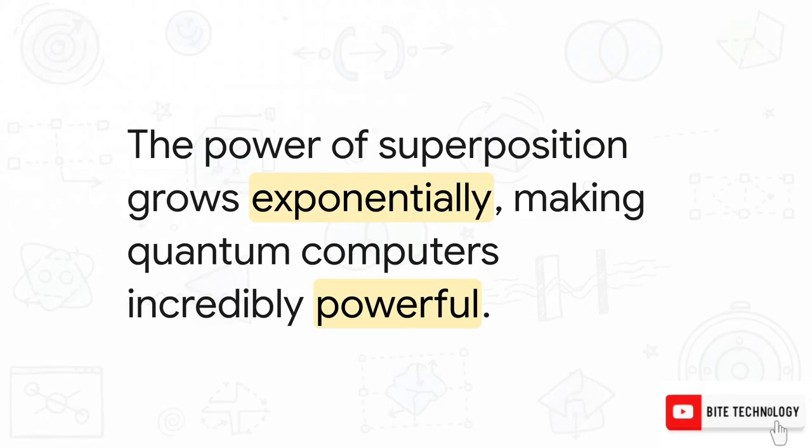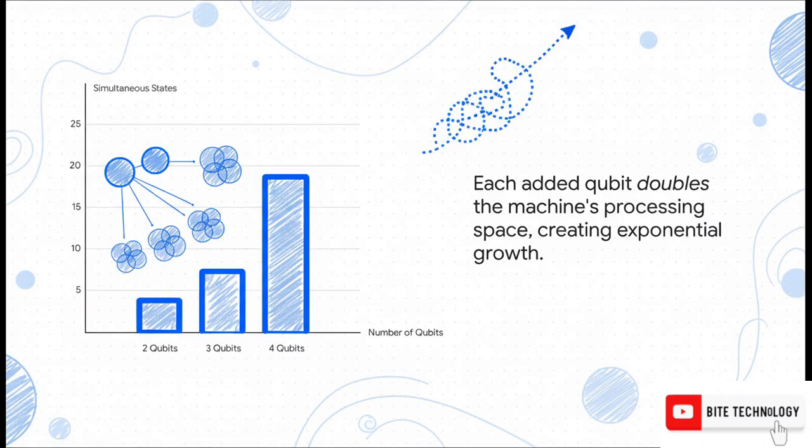But here is where things get really interesting. This isn't just a small step up. The power of these qubits doesn't just add up, it multiplies. It grows exponentially. And honestly, this is the reason classical computers just can't keep up. Every single time you add just one more qubit, you literally double the computer's power. Let's look at what that actually means.